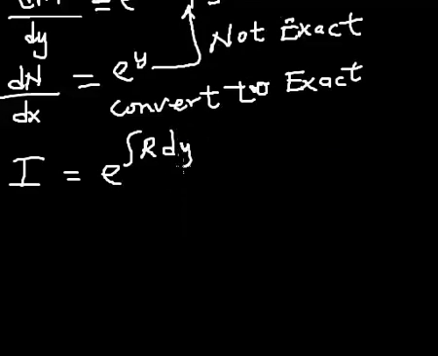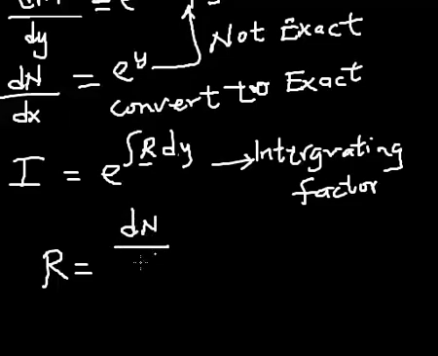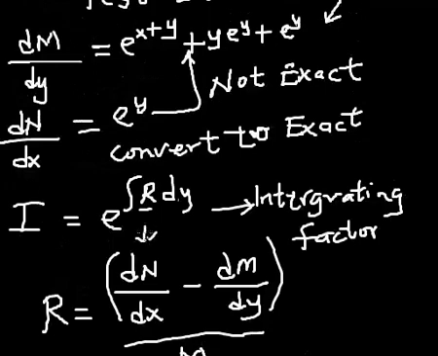If I use this to multiply the entire equation, then definitely it will convert it to exact. So the question is, how do I get this R of this expression? To get that R, I will need to integrate. The R is given by the formula: ∂N/∂x minus ∂M/∂y, then all divided by M. We already know we've gotten all those things: we know our ∂M/∂y, and of course the ∂N/∂x. We know M. So let's flow with that.